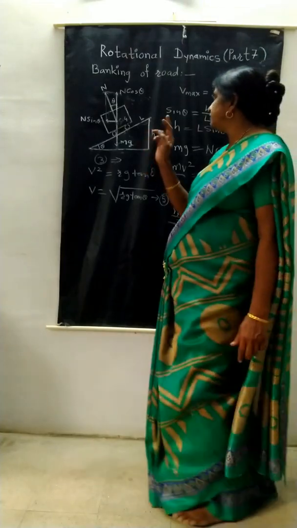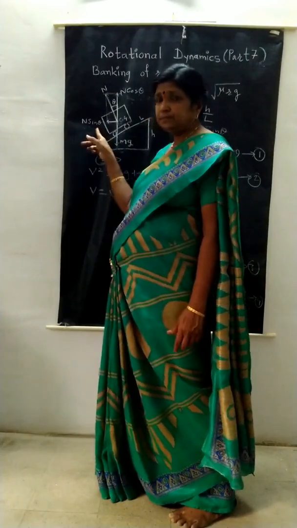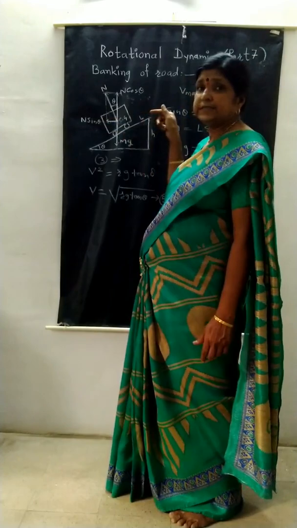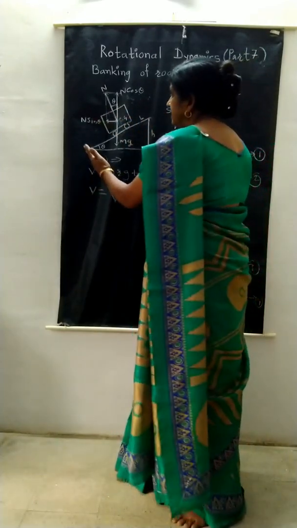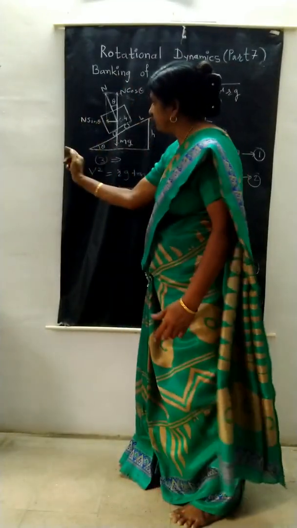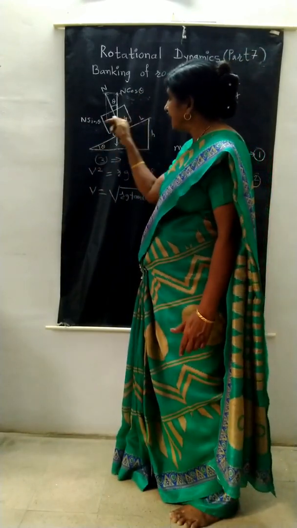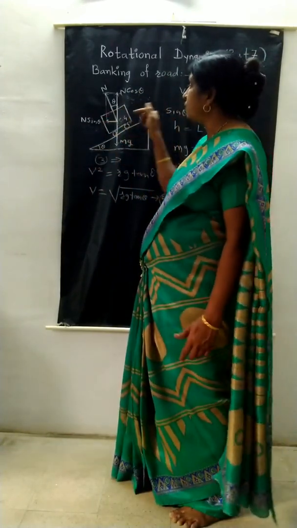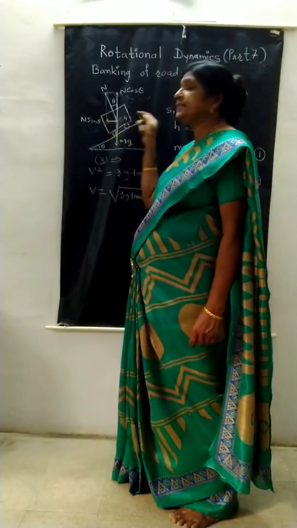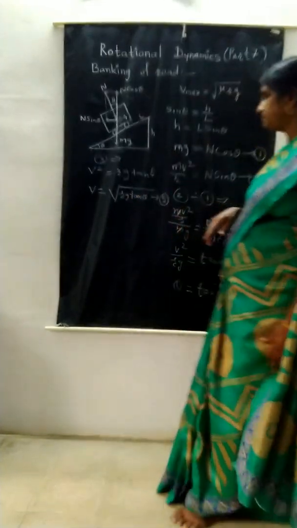So, which one is the unbalanced force? It is N sin theta. And N sin theta is directed towards the center of the circle. This is a bank road. It is taking a turn towards left. The center of the circle will be on this side, on the left side. And N sin theta is also pointing towards the left. Therefore, it provides the centripetal force which is required for circular motion.